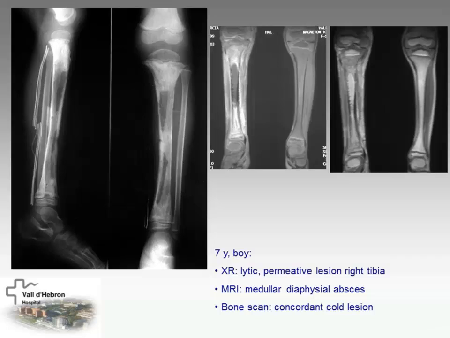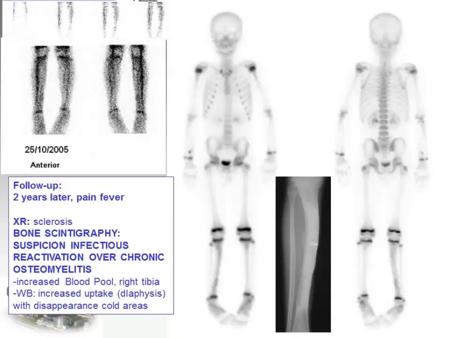This is another case. It's a 7-year-old boy with a lytic permeative lesion on the right tibia, with a medullary diaphyseal abscess on magnetic resonance imaging, and in the bone scan we find concordant lesions in these areas. And 2 years later, the boy came again with pain and fever. On the X-ray there is a sclerosis, and these are the images of the bone scintigraphy in the follow-up 2 years after the acute osteomyelitis.